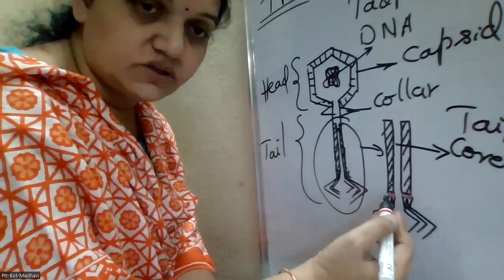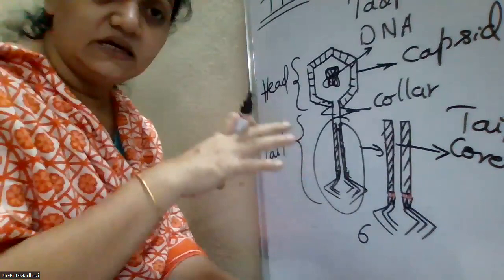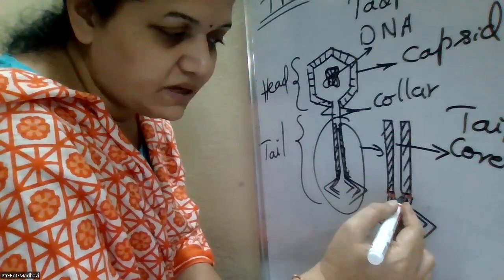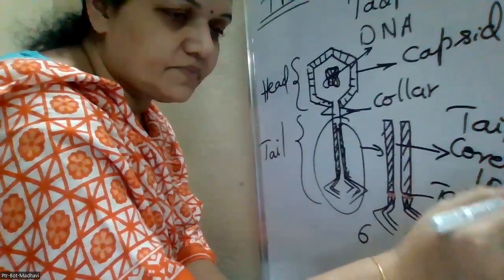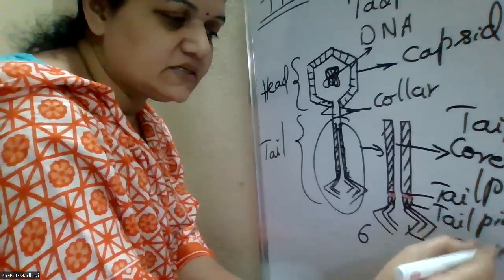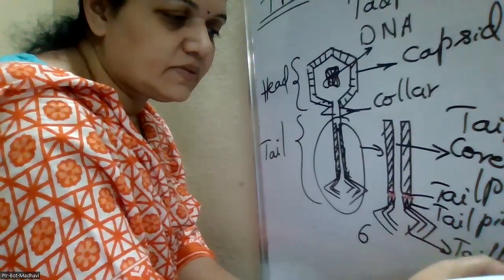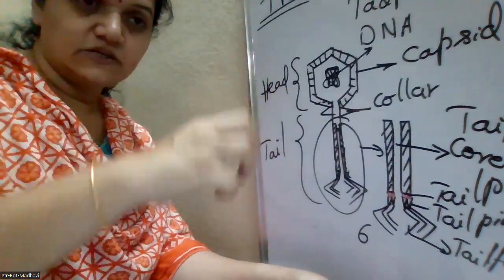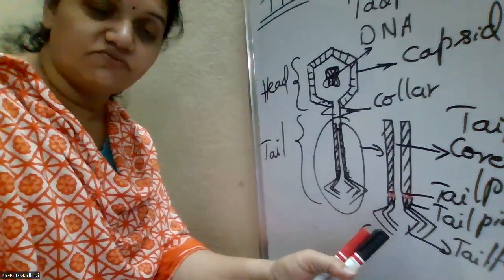So six are present as tail pins, and these tail pins originate from a plate-like structure called the tail plate. Below the tail pins, there are the tail fibers, which are meant for holding the host cell. So these are the tail fibers. This bacteriophage can cause infection in bacteria, and it is a very harmful viral organism.